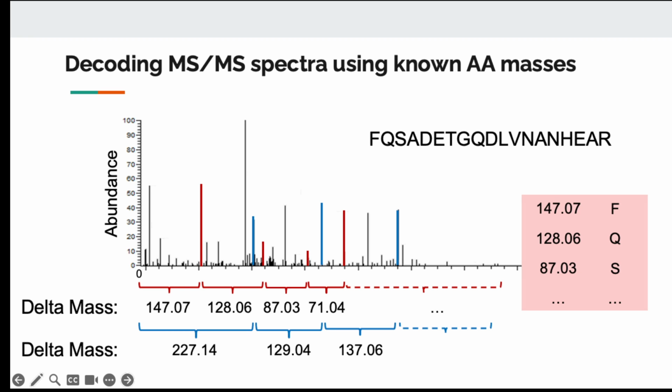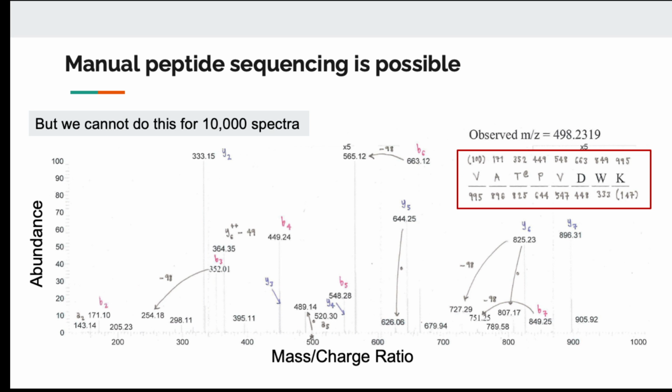But this looks easy if I tell you the answer, that these are the correct ions to interpret. But who knows, when we get the spectrum, who knows to skip this one, the most abundant one? Who knows to skip this, who knows to skip this? So the difficulty comes from the fact that we don't know which ions to interpret when we have the mass spectrometry data.